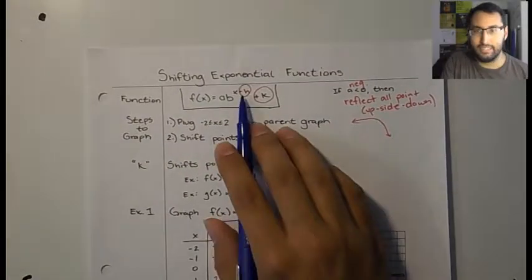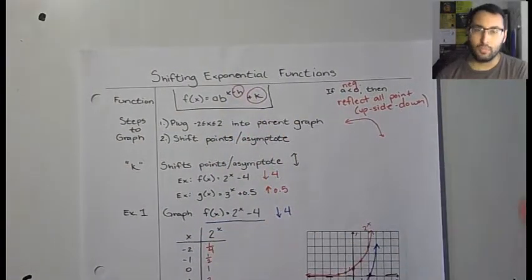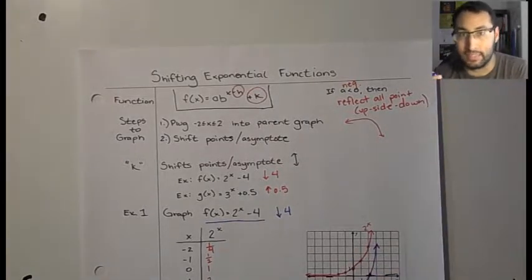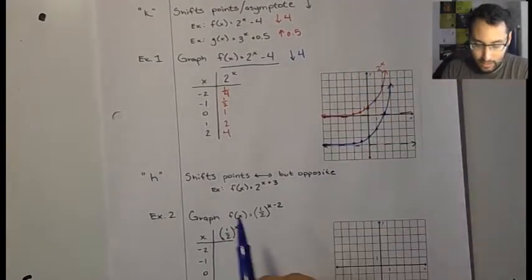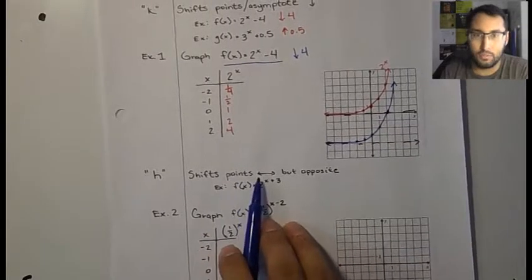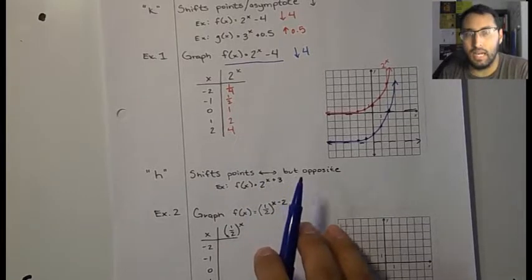Now, the h-value here is the thing that's in the exponent. It's grouped with the x. There are a bunch of ways I could explain what it does, but I think the simplest way, and we'll go into more detail in class, is all this h-value does, in this case it's 3, is shift it left or right. The k-value moves it vertically, this moves it horizontally, but the opposite.